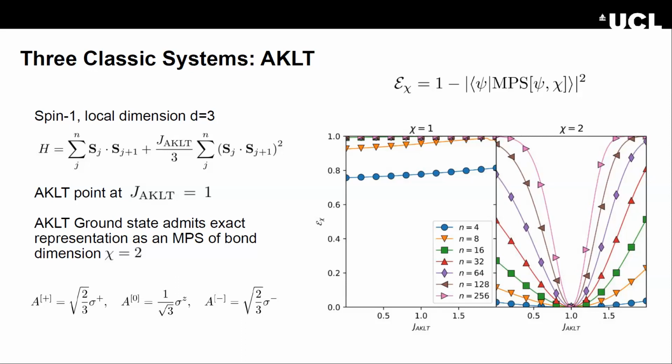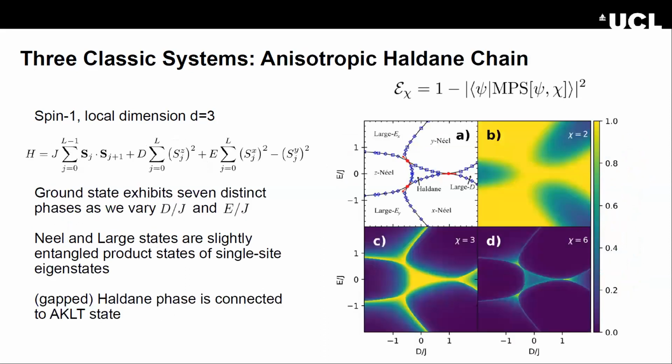Another example, which is a little bit less constructed, where here we knew what bond dimension we should take to actually find this thing, is the anisotropic Haldane model. So we have, again, a spin 1 Heisenberg antiferromagnet here, and then an axial anisotropy in D, and a rhombic anisotropy in E. And if you vary all of these different parameters, you wind up with a phase diagram that has 7 distinct phases.